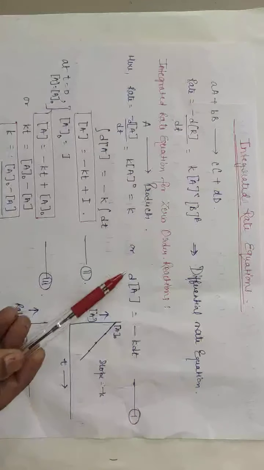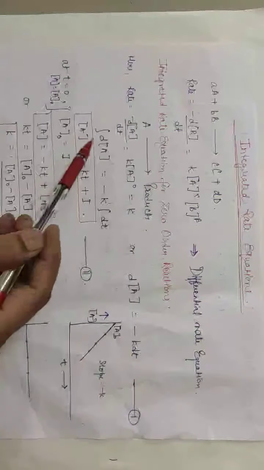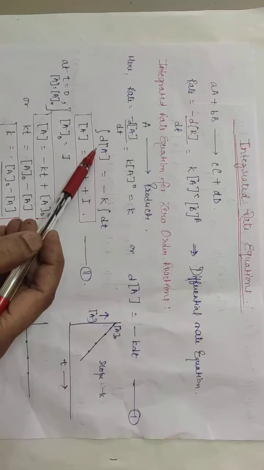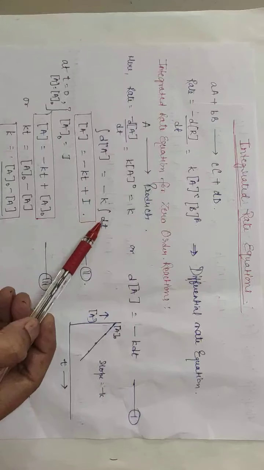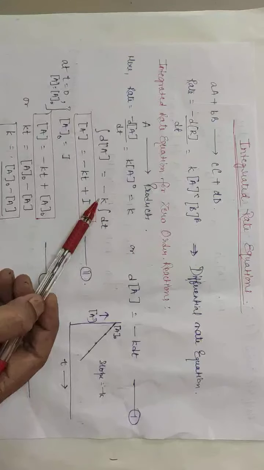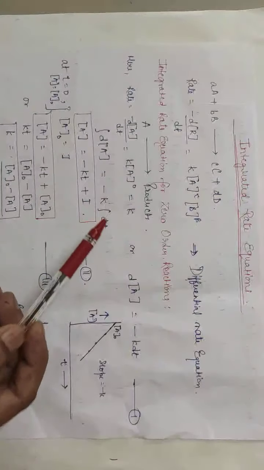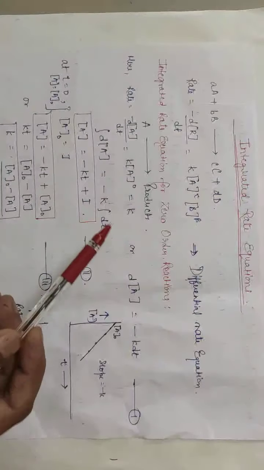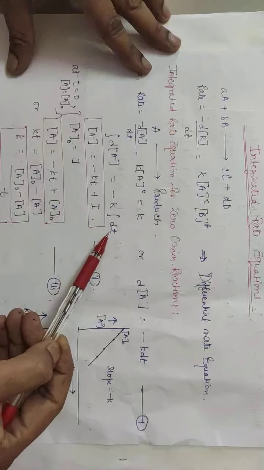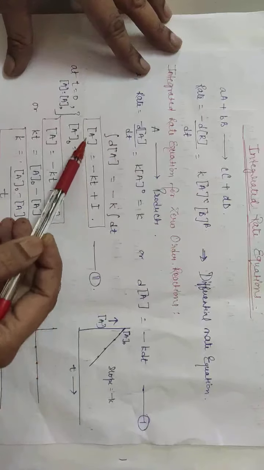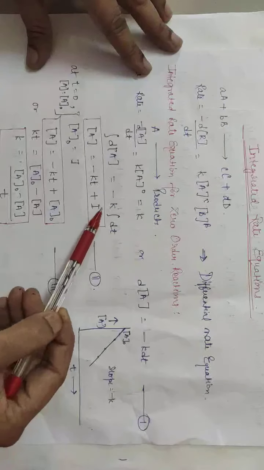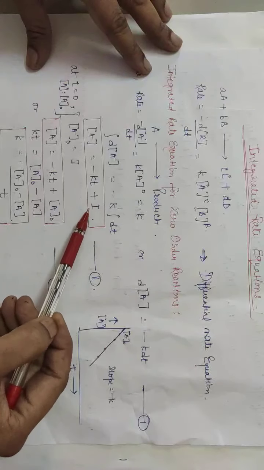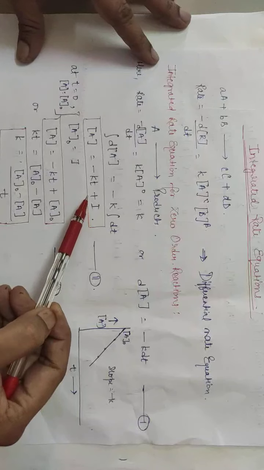Now we will integrate this equation. So integral dA is equal to minus K integral dt. Since K is a constant, we can place this outside the integration sign. Now integral of dA will give A and integral of dt will give t. So A will be equal to minus kt plus I. After integration, a constant of integration also comes with it.